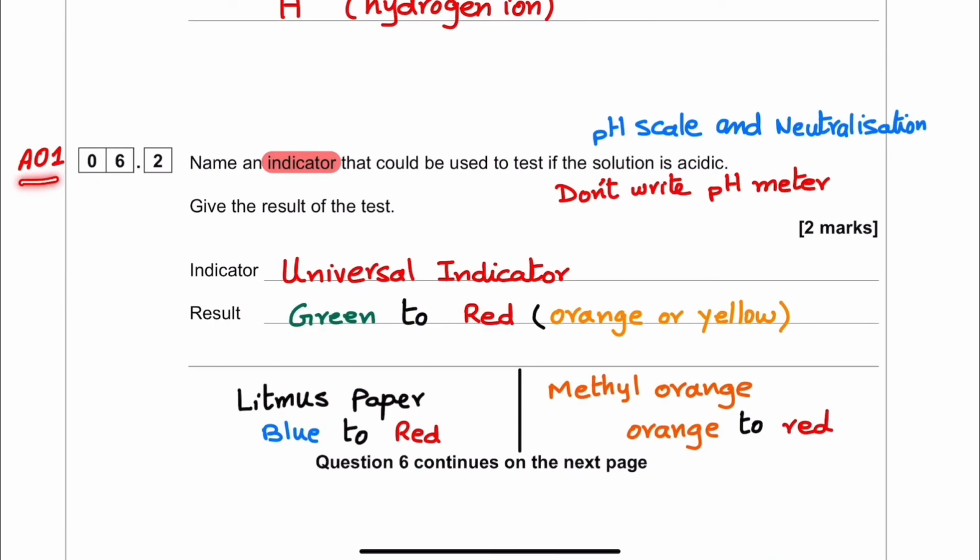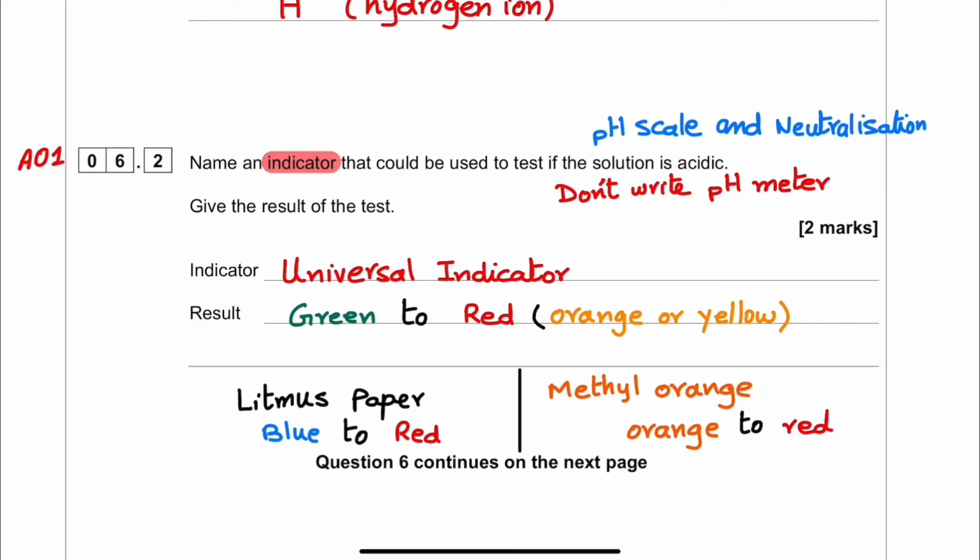6.2 is an AO1 question, and this question is again from pH scale and neutralization. Name an indicator that could be used to test if the solution is acidic. Give the result of the test. So the indicator we will use is universal indicator. When we use the universal indicator, we can see the color of the indicator changes from green to red. Or the student can write green to orange or yellow color.